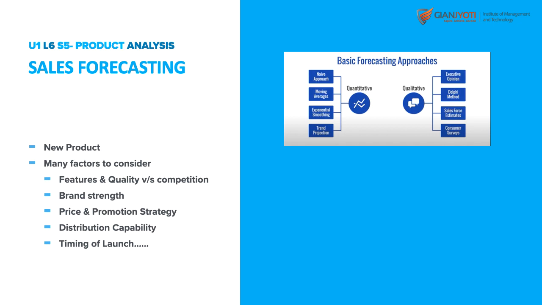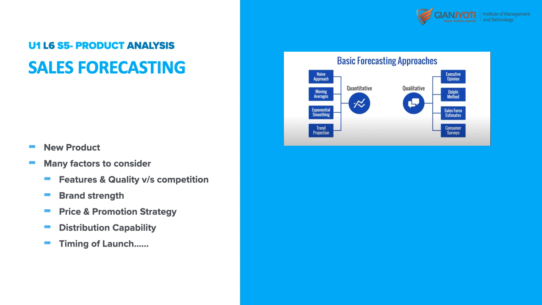So when we talk about sales forecasting, as you know, there are qualitative methods and there are quantitative methods. And we discussed some of the methods earlier in the customer analysis. If I talk of quantitative approaches, which are naive approach, moving averages, exponential smoothing, trend projection, time series method, all these you have already done. Similarly, qualitative methods, we discussed executive opinion, Delphi method, Salesforce estimates, and consumer surveys.